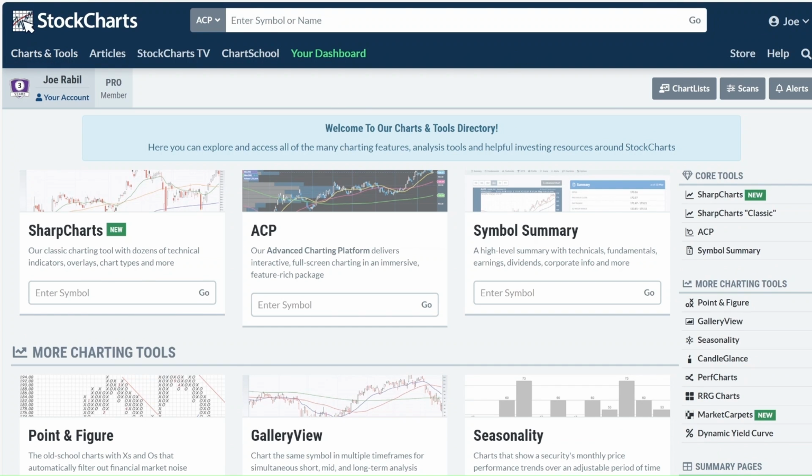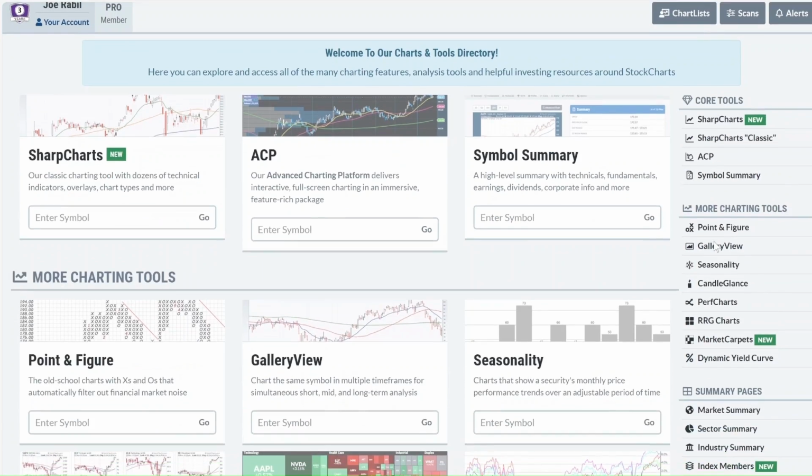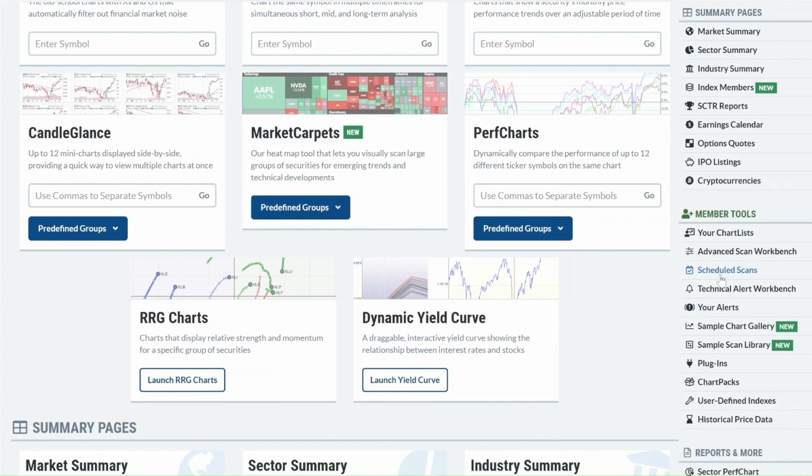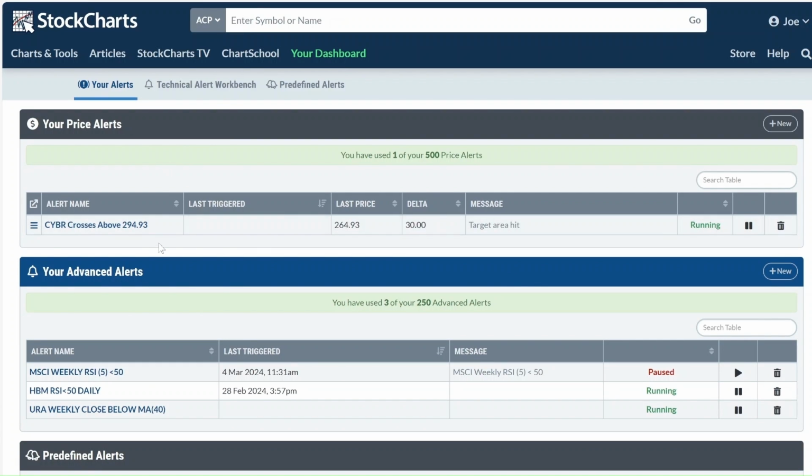If you click on charts and tools, you've got a lot of new things in here. One of the things, if you scroll down on the right, you can see both your scans, but also if you click on your alerts, they pop up here and you can see the predefined ones, but you can also see your price alerts, and then you can also see your advanced alerts. I'm starting to use this now pretty extensively. Even though I'm only showing a couple right now, I kind of deleted a few just to keep it really simple.